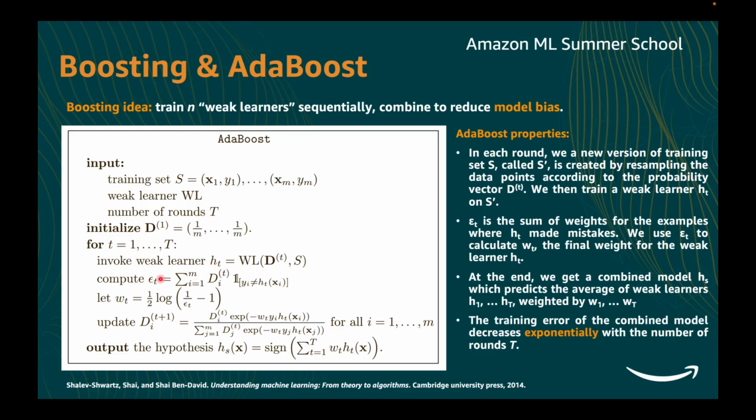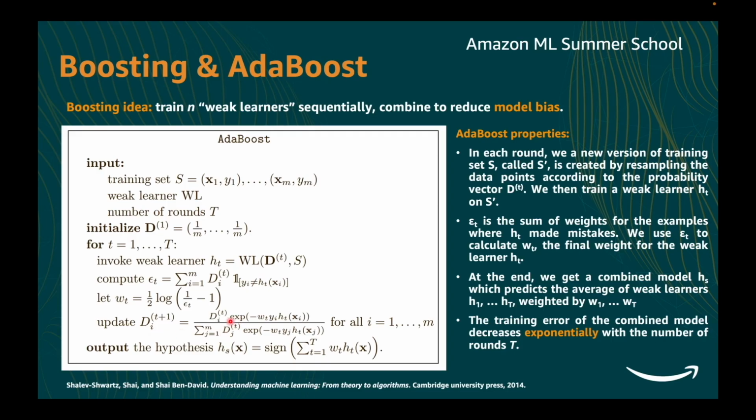Now once you've got this error term, use that to calculate the weight of your classifier h t, which is calculated using this formula. So that is w t, the weight of the classifier in the final combined model, right? Then the final step in the Adaboost procedure is that you update the probability scores for each example in the dataset, and you update it as follows.